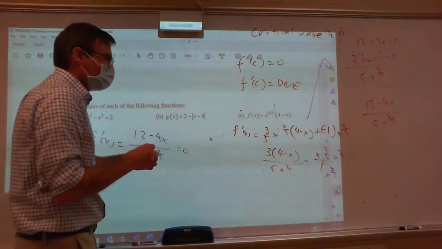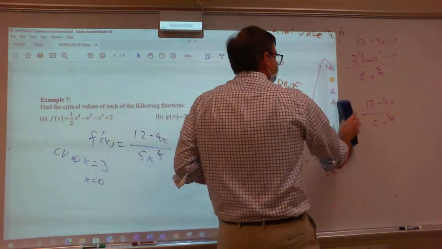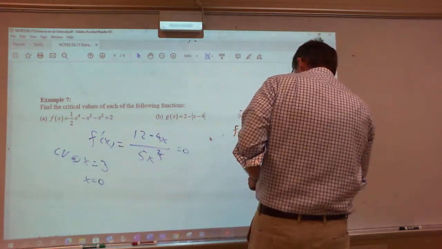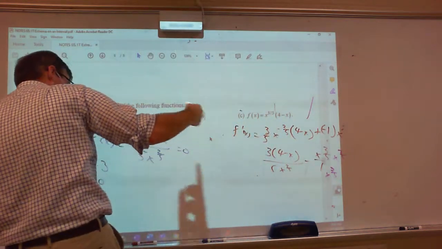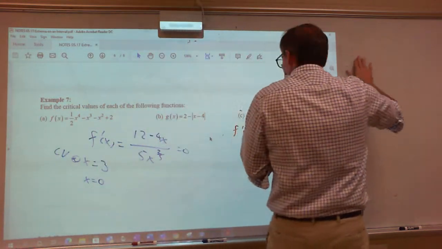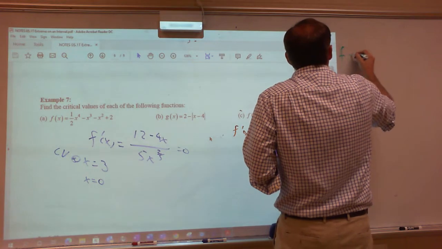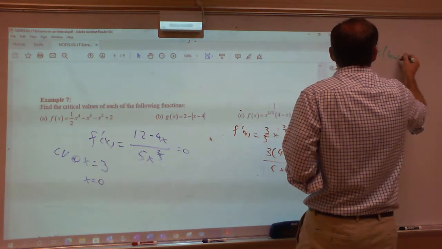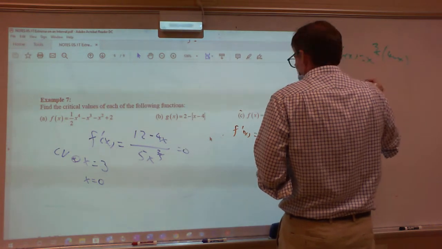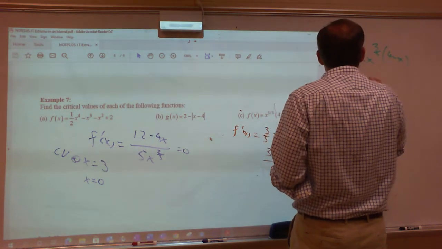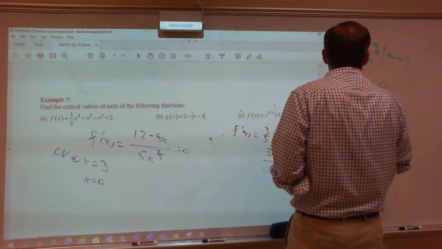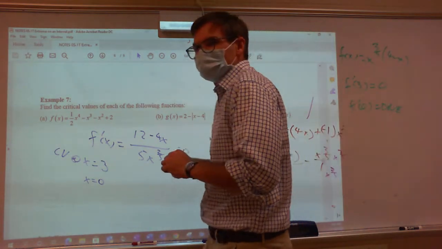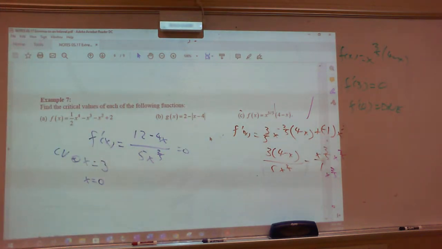So here's what we have. I'm just going to write it down so we can look at it. f of x is equal to x to the 3/5 times 4 minus x. And I know that f prime of 3 is equal to 0. And I know f prime of 0 doesn't exist. Everybody okay with that?